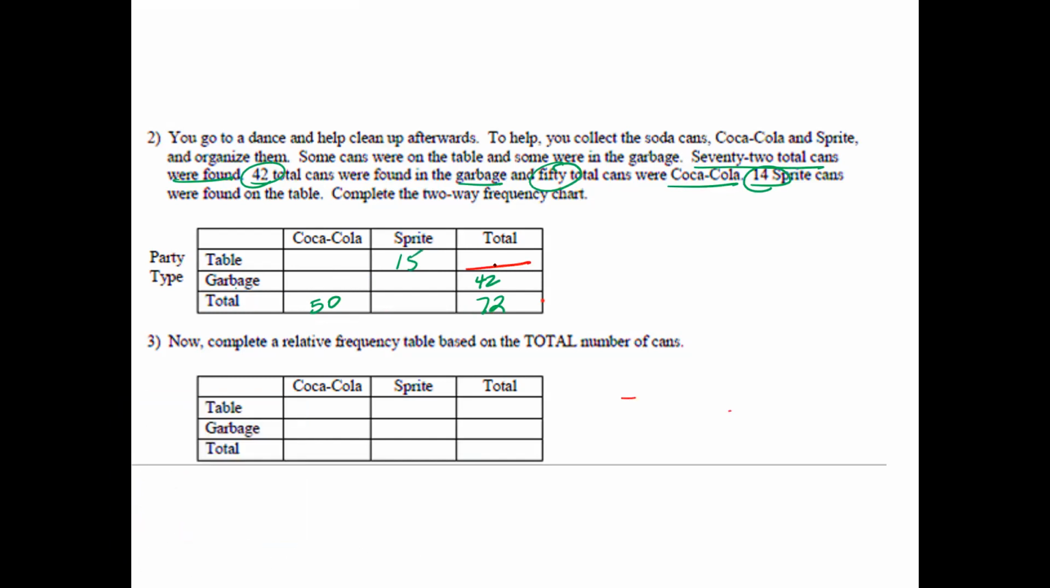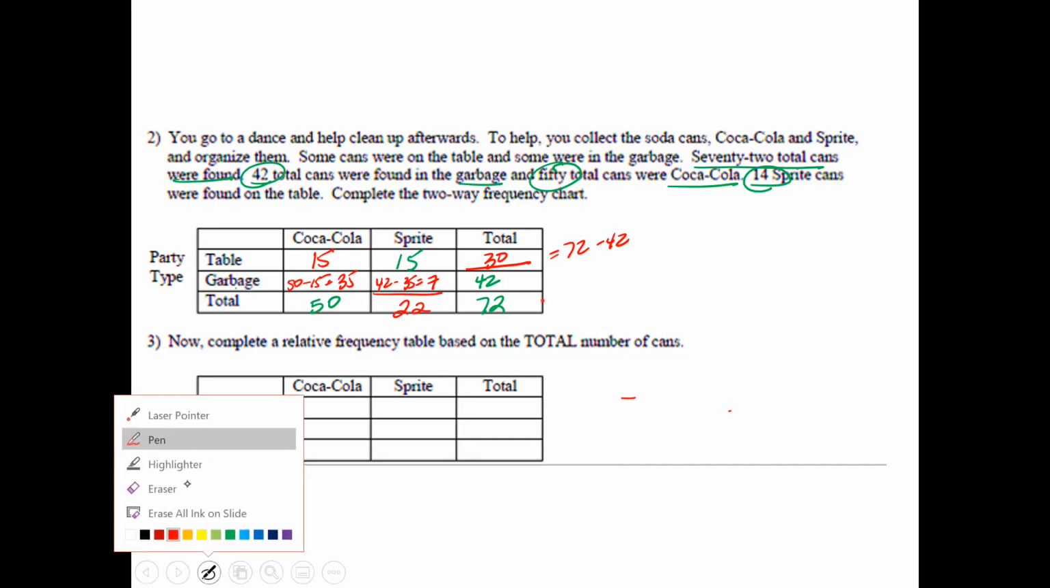Well, you know that the total is 72. So 72 minus 42 is going to give you a 30 right here. The total table Coca-Cola is going to be 30 minus 15, which is going to give you a 15. Coca-Cola that were found in the garbage is going to be 50 minus 15, which is going to give you a 35. And then over here, Sprite is going to be 42 minus 35, which is going to give you a 7. And the total number of cans of Sprite that you found is 15 plus 7, which is going to be a 22.